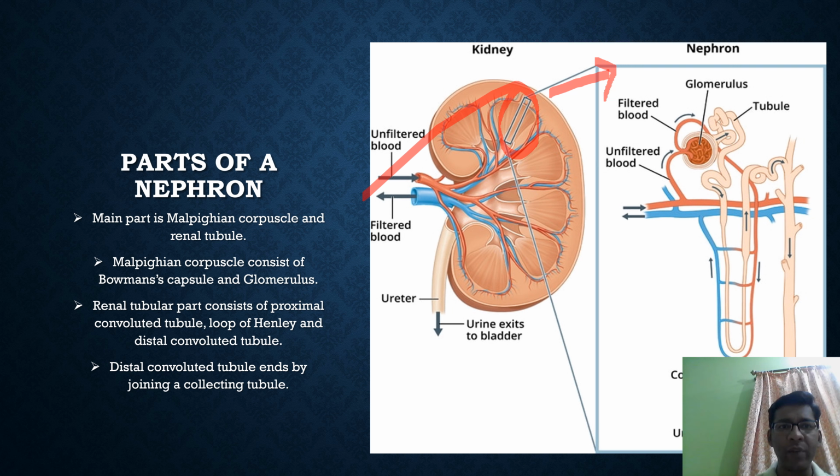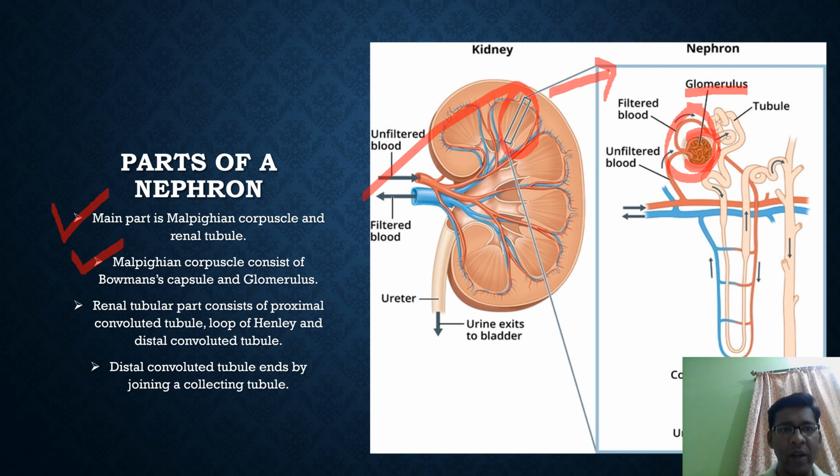So the main parts of the nephron are the Malpighian corpuscle and the renal tubule. This is the Malpighian corpuscle, and the rest is the tubule. The Malpighian corpuscle consists of a glomerulus, which is nothing but blood vessels, and a Bowman's capsule surrounding the glomerulus. So the glomerulus and Bowman's capsule make up the Malpighian corpuscle.